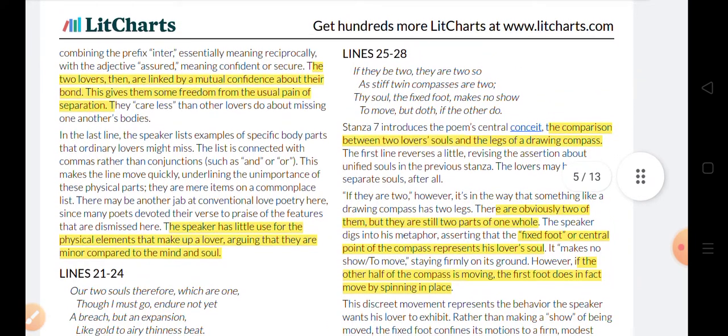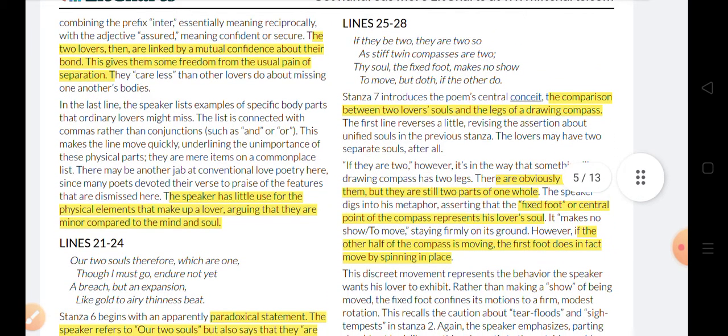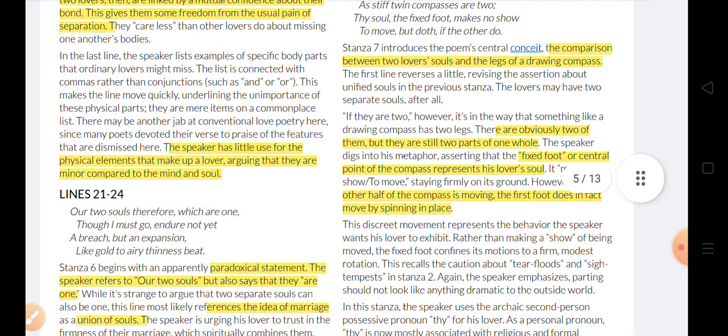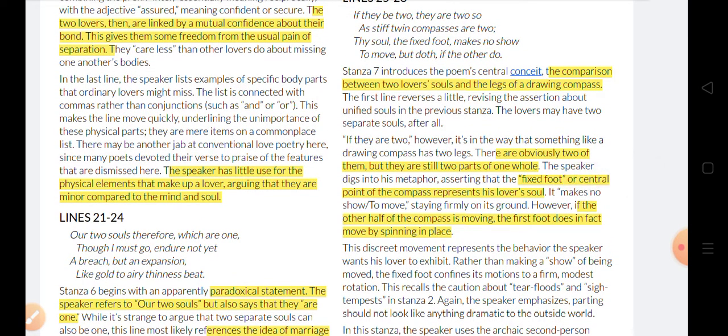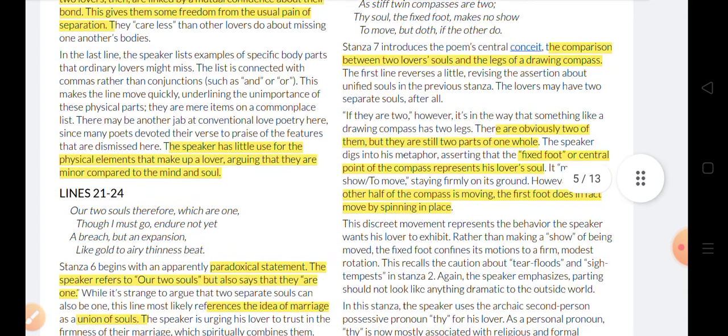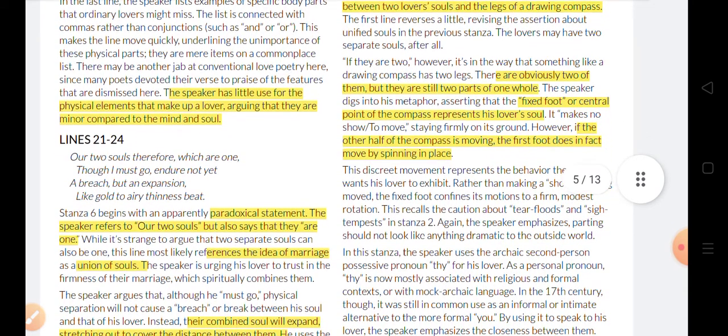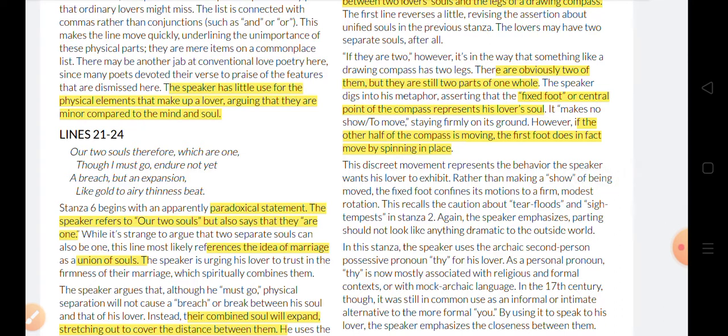Lines 25 to 28: If they be two, they are two, so as stiff twin compasses are two, thy soul, the fixed foot, makes no show to move, but doth if the other do. So the poem's central conceit is there, the comparison between two lovers' souls and the legs of a drawing compass. And there are obviously two of them, but they are still two parts of one whole.